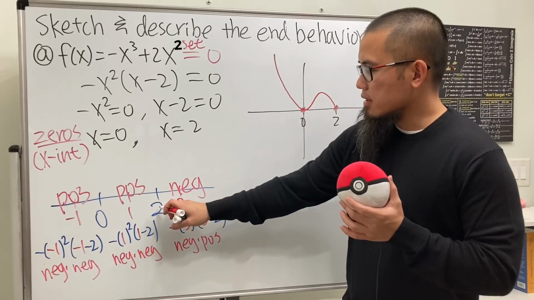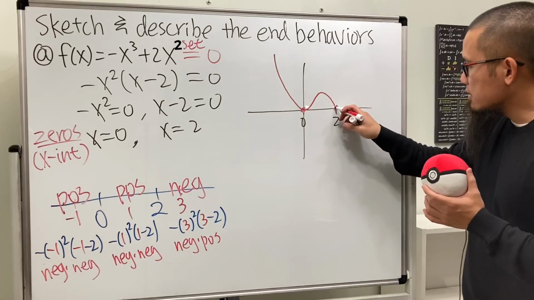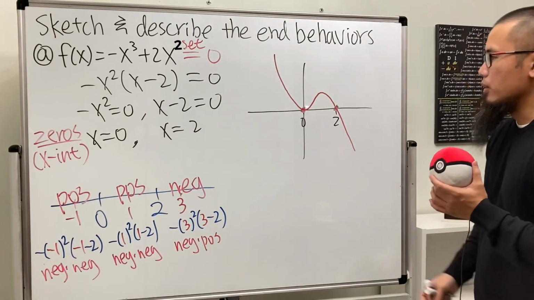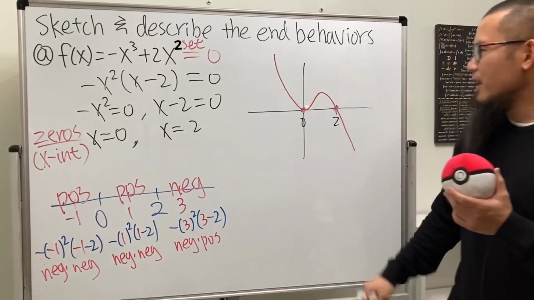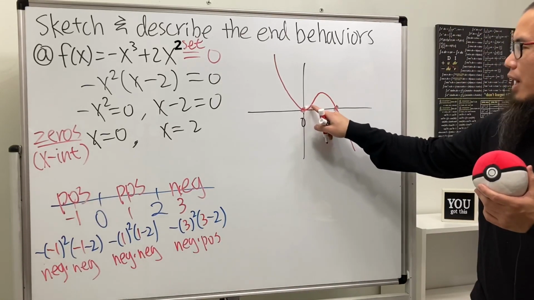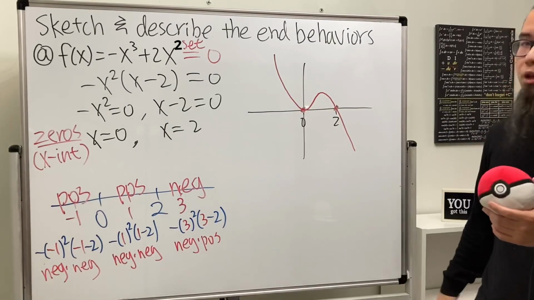And then lastly, when x is bigger than 2, we have to make sure that we go down below the x-axis. So just follow along like that. So this will be a very nice sketch for that. And of course, we don't really know how high this goes up to, but we just care about the shape of the graph. So that's pretty much it.